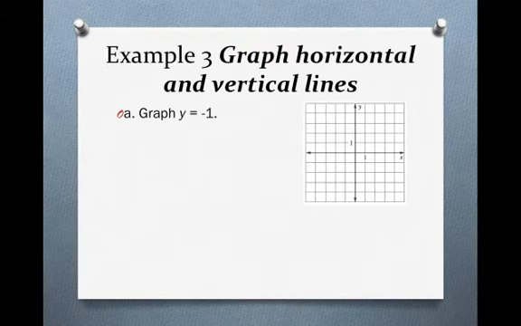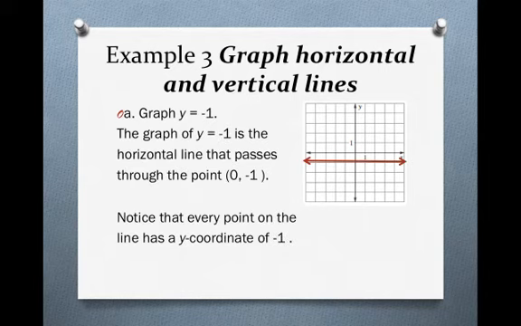Okay, so we're going to graph y equals -1. So you need to find where -1 is on your y-axis and draw the horizontal line through it. So there we go. The graph of y equals -1 is the horizontal line that passes through (0, -1). Notice that every point on the line has a y coordinate of -1. Not only is (0, -1) on it, so is (1, -1), (2, -1), (-3, -1), (1.7, -1). All of those points are on the line.